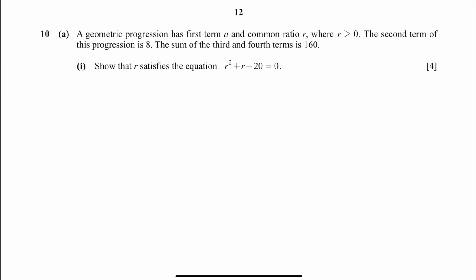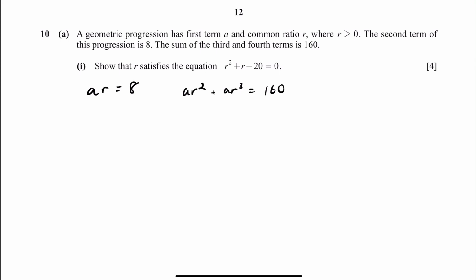Second term means that you have first term a multiplied by the ratio once. It's a times r, and this is equal to 8. The third term is ar squared because you multiplied it by the ratio twice by the first number, plus ar cubed to represent the fourth number is equal to 160. So this equation they've given us is based on these two pieces of information.